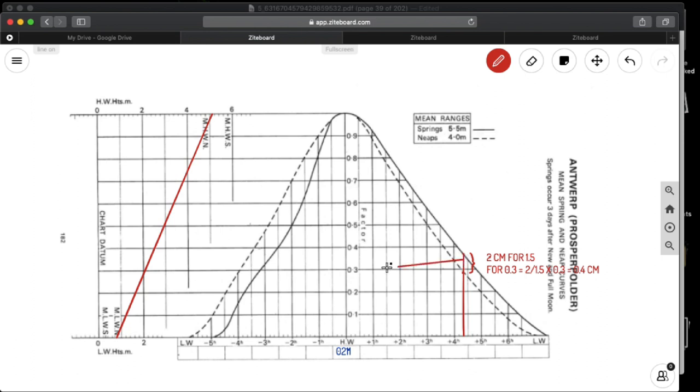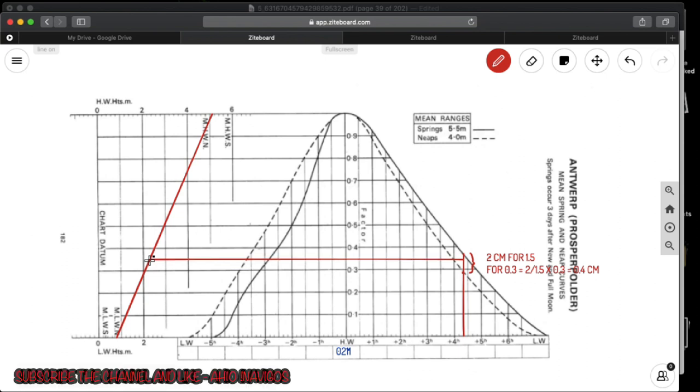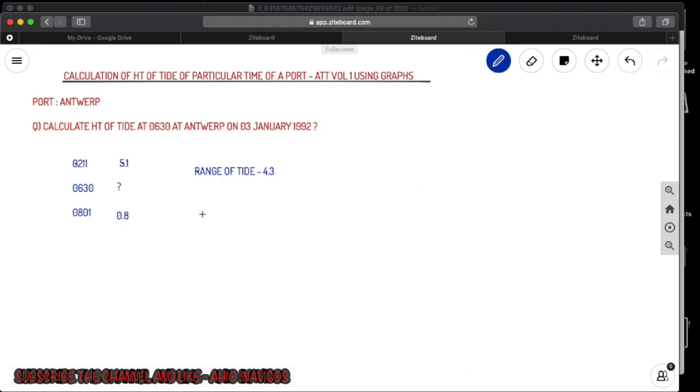From here we draw a line parallel to the bottom line, perpendicular to the upright line. From there you bring it down directly, and you will meet at a point. That is the point of the height of tide. So the height of tide is 2.2 meters for that particular time. So we calculated the height of tide at 0630 on 3rd January 1992 is equal to 2.2 meters.